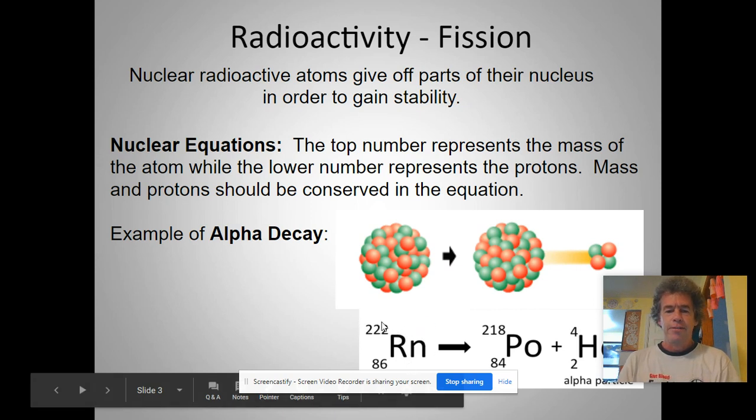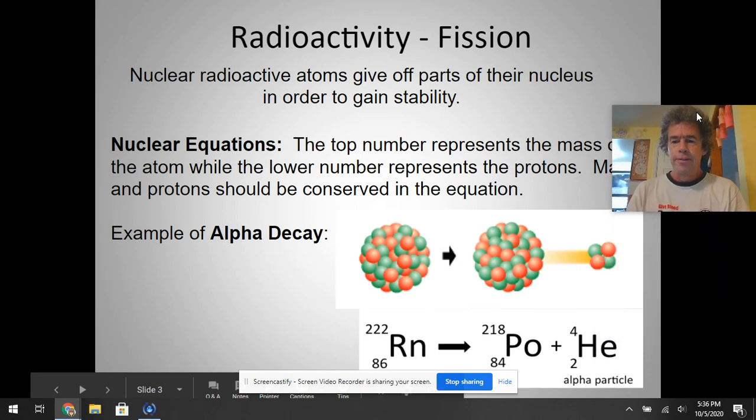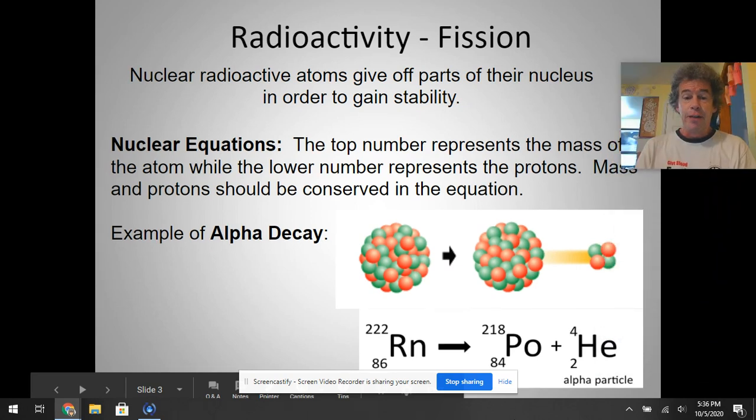To the upper left of that is the mass of that particle or that isotope. And the lower left is the number. So 86 is the number for radon. Now, one type of radioactive decay is alpha decay.